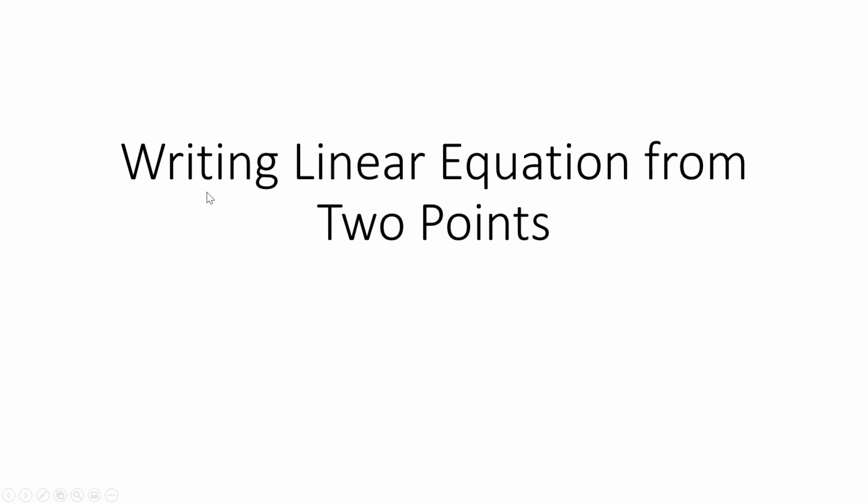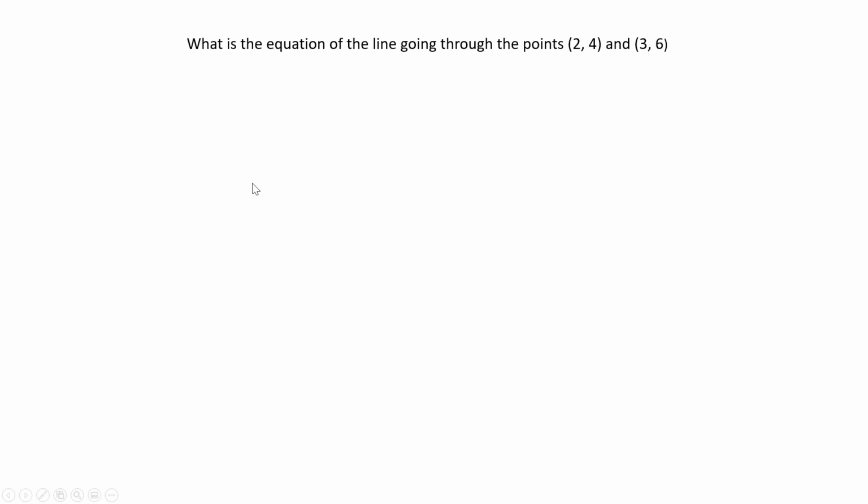All right, let's look at writing an equation from 2 points. So what is the equation of the line that goes to the points (2, 4) and (3, 6)? When I write a linear equation, I'm going to use y equals mx plus b. I need a slope and a y-intercept. I was not given either one of these.